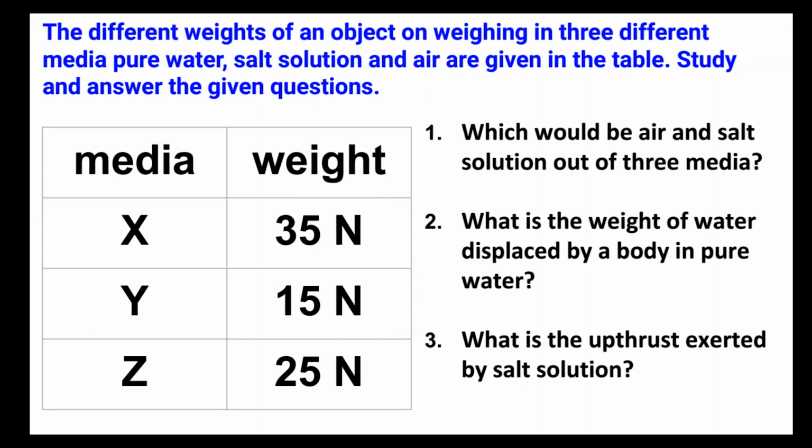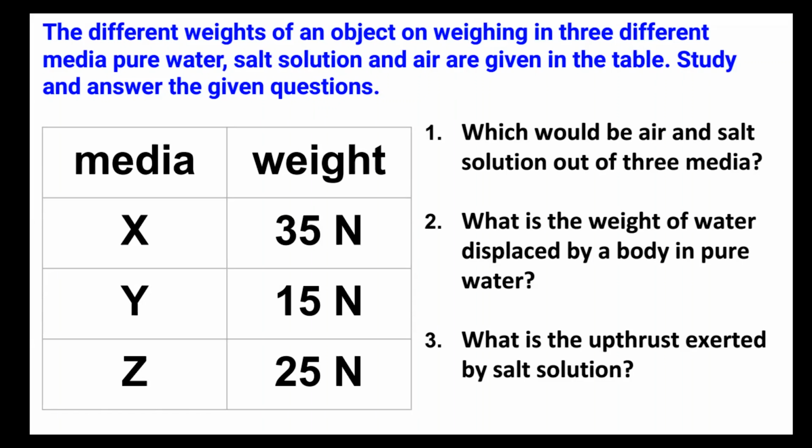Yes, X is air, and Y is a salt solution. Absolutely correct. So X is air, right? Because in air we always get the maximum weight of a body, because air exerts less upthrust compared to other media. And between water and salt solution, salt solution has more density, due to which it can exert more upthrust. So when the upthrust of a liquid or medium is more on a body, definitely the body is pushed up, means the weight decreases more. Means Y medium is salt solution, and finally Z is pure water. So X is air, Y is a salt solution, and Z is pure water.